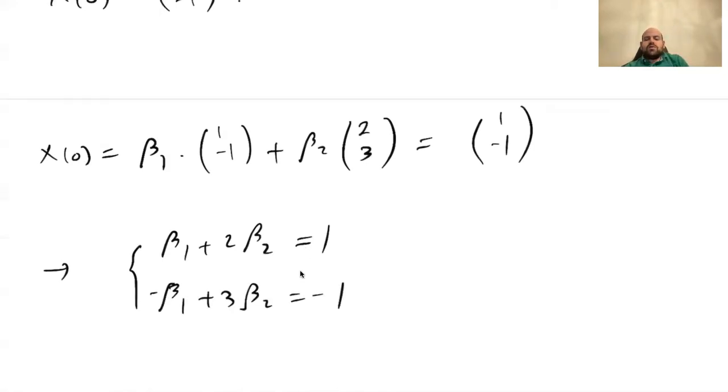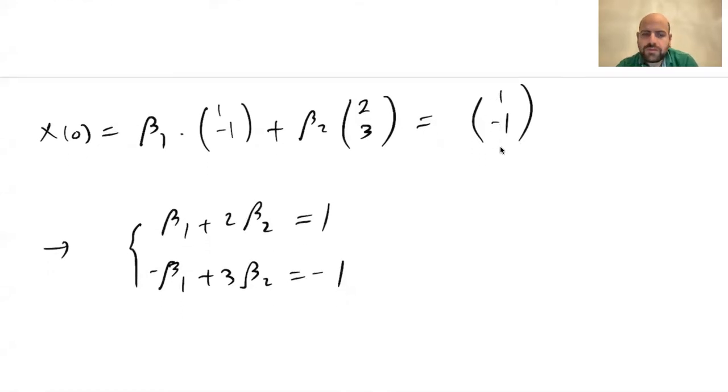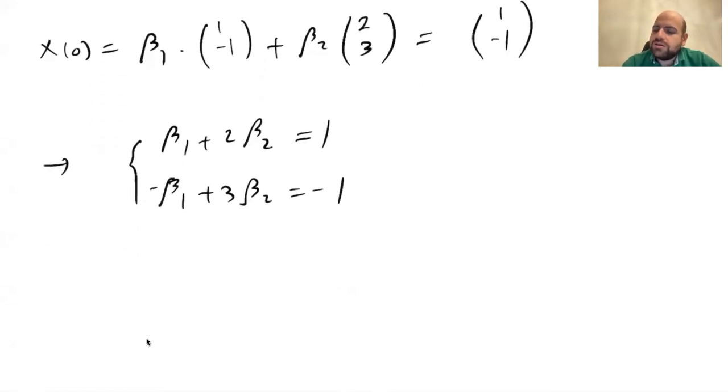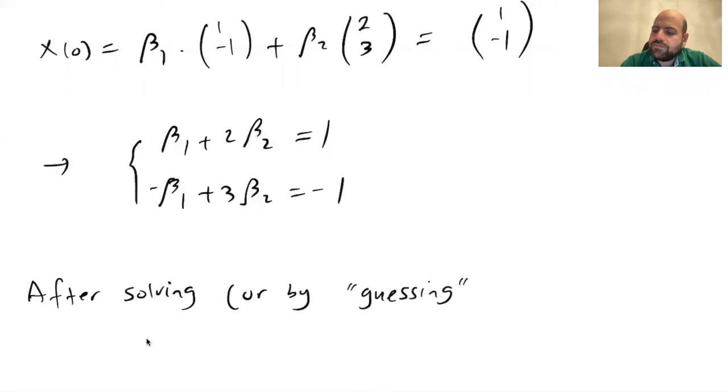So there are two equations with two unknowns. You can solve them, or you can just guess. Look at this equation: obviously, if I set beta 1 to be 1 and beta 2 to be 0, then the left-hand side becomes (1, -1), which is what I have on the right-hand side. So you can either guess a solution or solve this system. After solving or by guessing, we can see that beta 1 has to be 1 and beta 2 has to be 0.